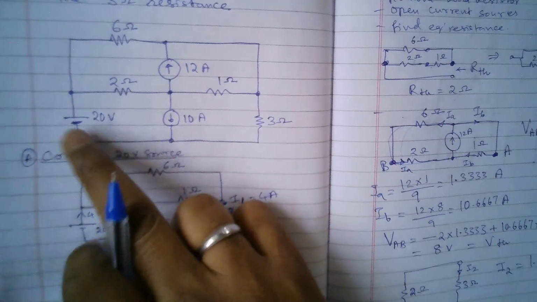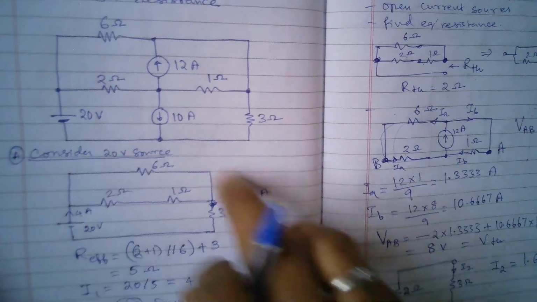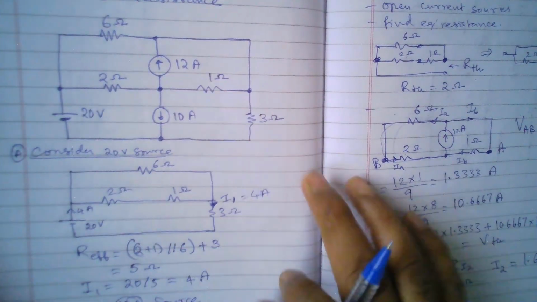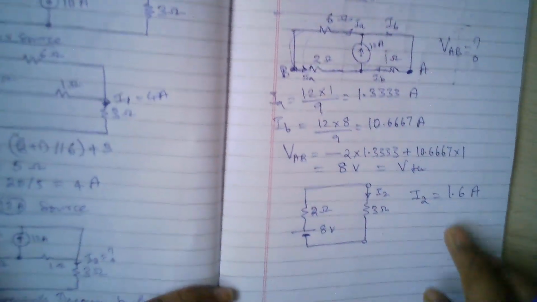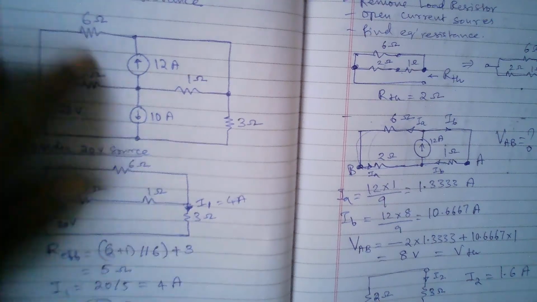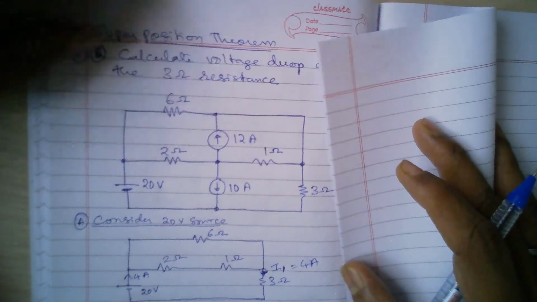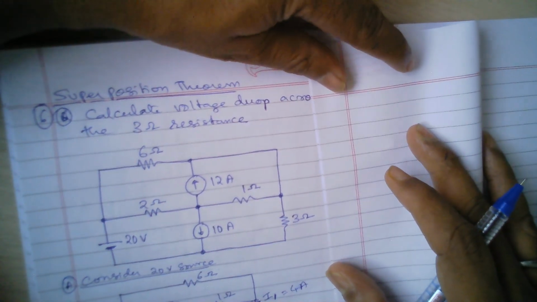So finally, we solved current due to 20 volts is I1, that is 4 amperes, and current due to 12 amperes is I2, that is 1.6 amperes. Next, let us find the current due to 10 amperes. Okay, so I need to go to a new page. Okay, so let's redraw this circuit again here with only 10 ampere source.